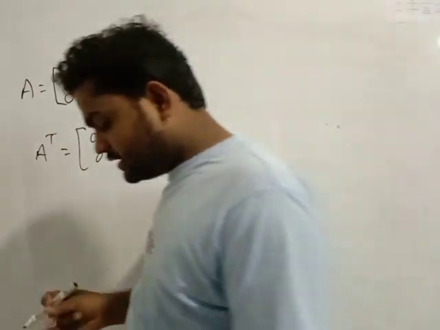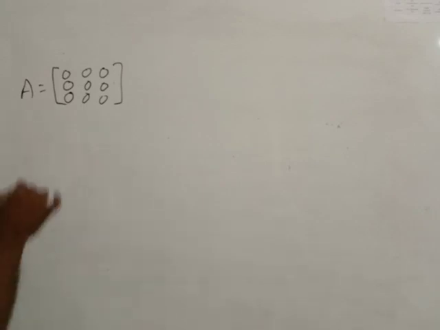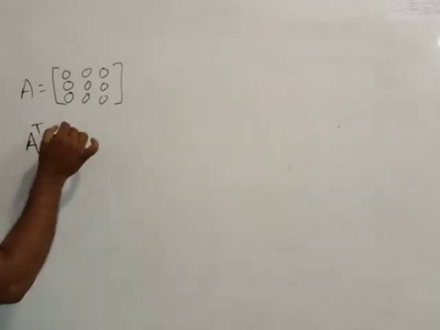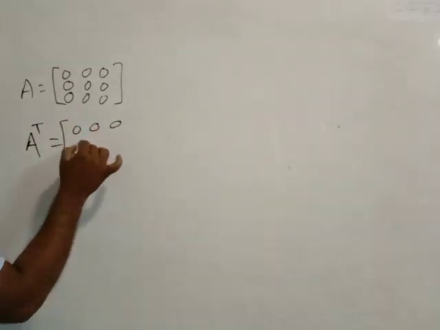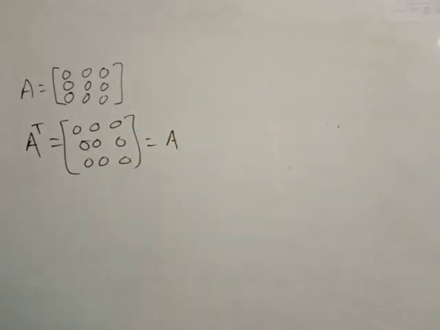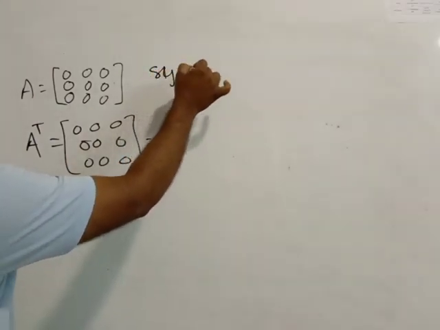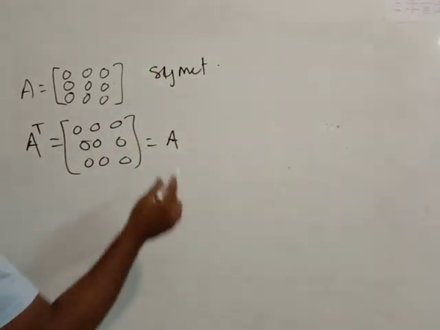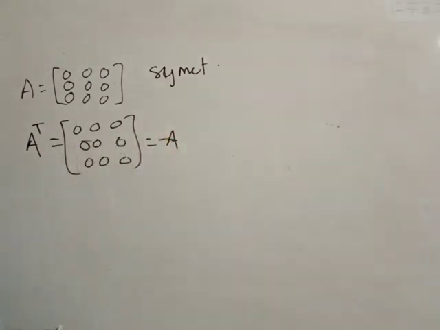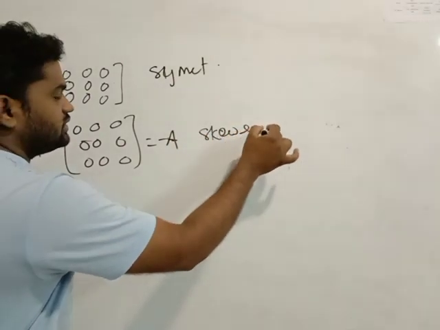Is it skew symmetric? Take its transpose. This one, 0 0 0, is the same. Yes or not? This is A. So A transpose equals A, so it is symmetric. We can also write this one as minus A. Minus times 0 is also equal to 0. So this is also skew symmetric.